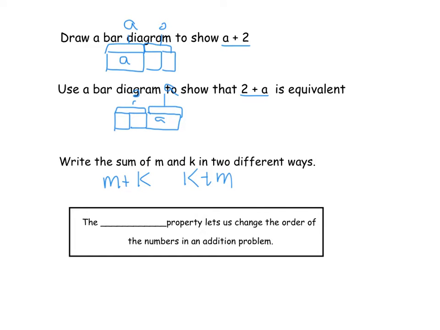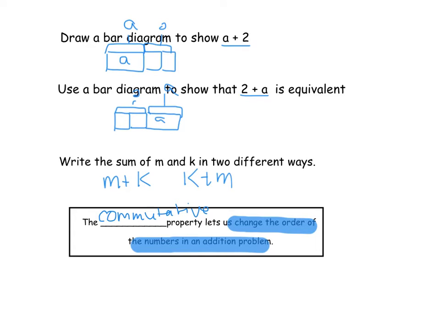We've been learning about different properties, and we're going to be talking about the distributive property in a few days. But the property that lets us change the order of the numbers in an addition problem is called the commutative property. I'm not going to fit it in this blank. Commutative property. It lets us change the order, it lets us change its place.